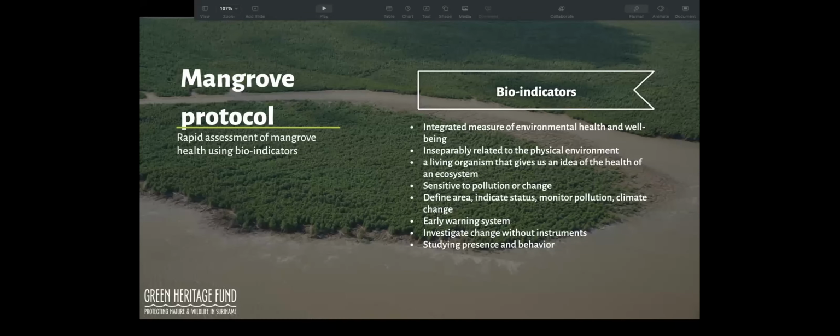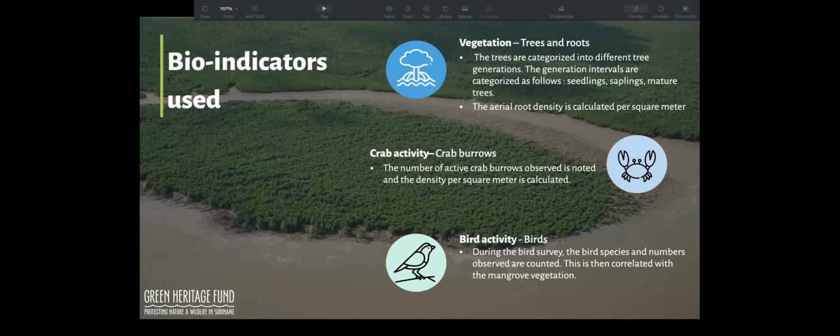Are you seeing it? Okay. So as I stated before, we look at bioindicators, and the bioindicators that we observe are the vegetation. We look at the trees and the roots. Furthermore, we look at the crabs, the crab activity, looking at the crab burrows, and also the bird activity.